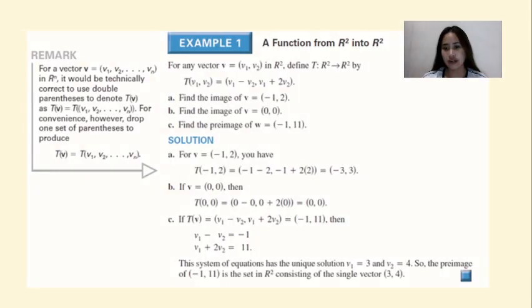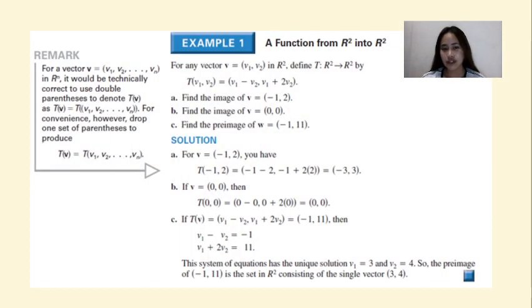We have here an example of the image and the pre-image of a function. Example number 1, a function from R2 into R2. For any vector V1, V2 in R2, defined by T mapped from R2 to R2 by T of V1, V2 is equal to V1 minus V2, V1 plus 2V2. So that is the formula we will use to find the image.